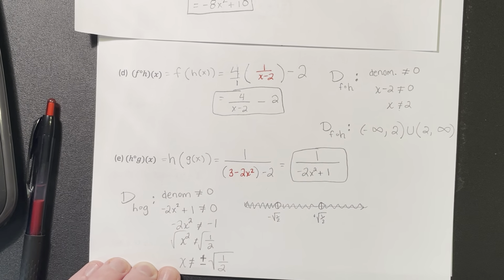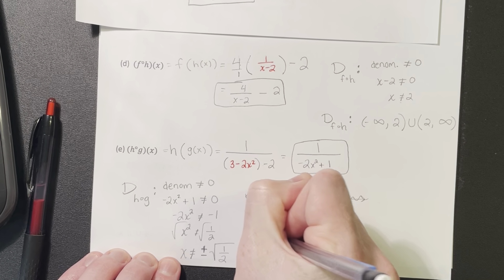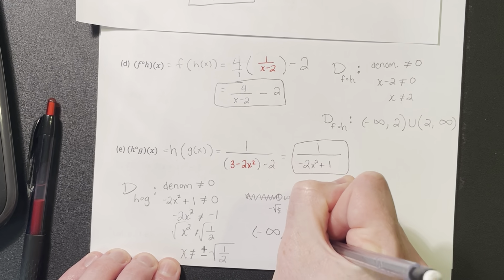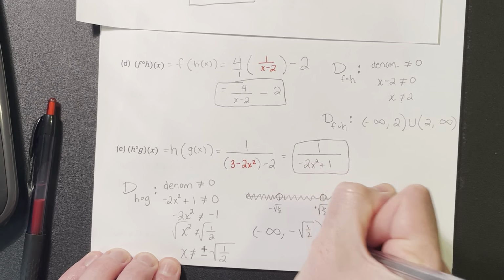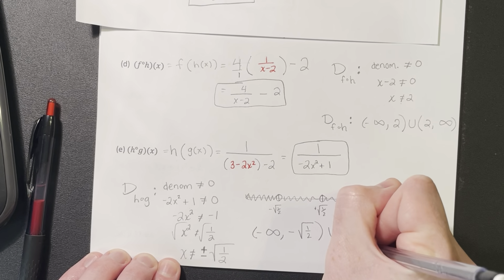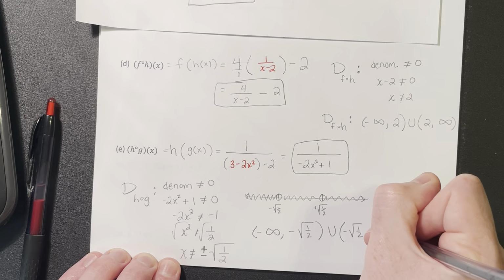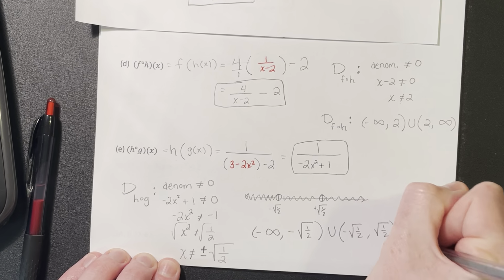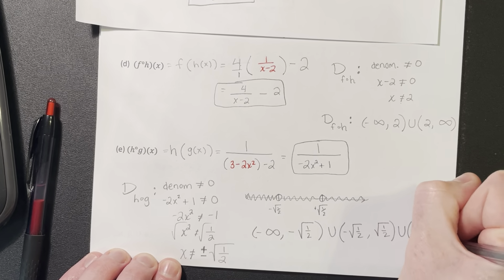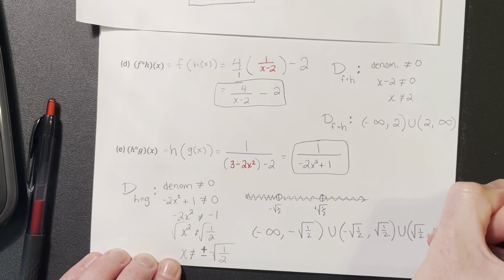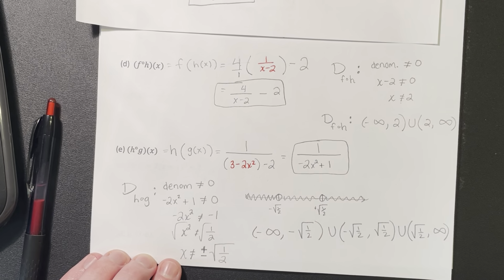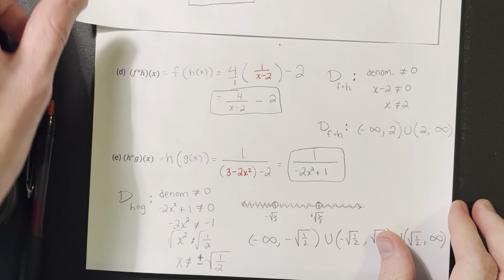So let's write that in interval notation. We'd have negative infinity up to negative square root 1/2, union negative square root 1/2 to positive square root 1/2, union positive square root 1/2 to infinity. Now in the next video, we'll look at this graphically.